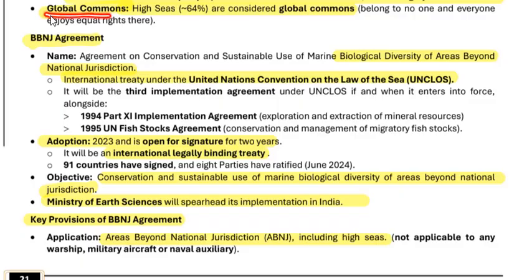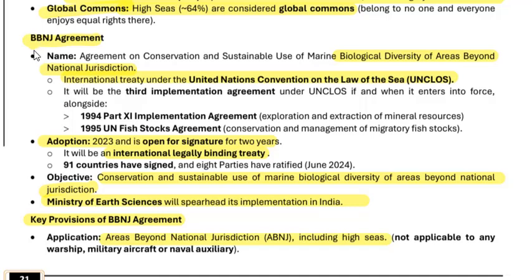Now coming to the global commons, it is written here: high seas, that is approximately 64% of the area, or you can say approximately two-thirds of the area, approximately 66%. These are considered global commons, which belong to no one or everyone, and everyone enjoys equal rights there.